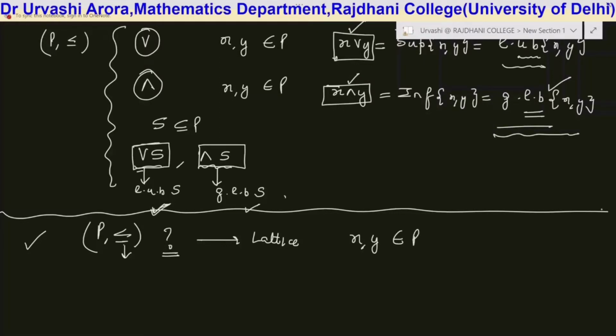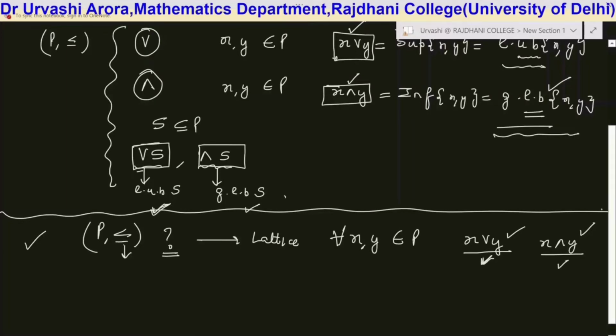whatever pair of elements x and y you choose from the poset P, x join y and x meet y, which is x join y means the supremum of x and y, and x meet y means the infimum of x and y, always exist. This means that for every pair of elements x and y belonging to P that you take, if x join y and x meet y always exist, and if this happens for every pair of elements in the poset P, then the poset P is said to be a lattice. So this is one definition that we have, which I had to discuss in this video.